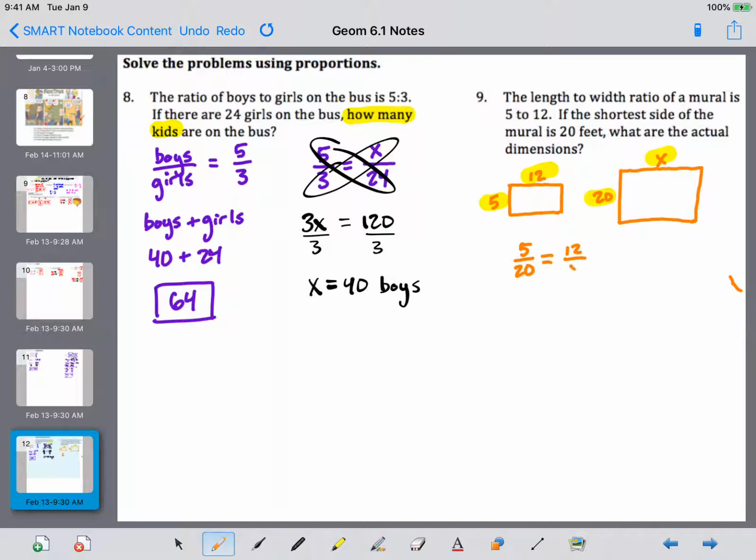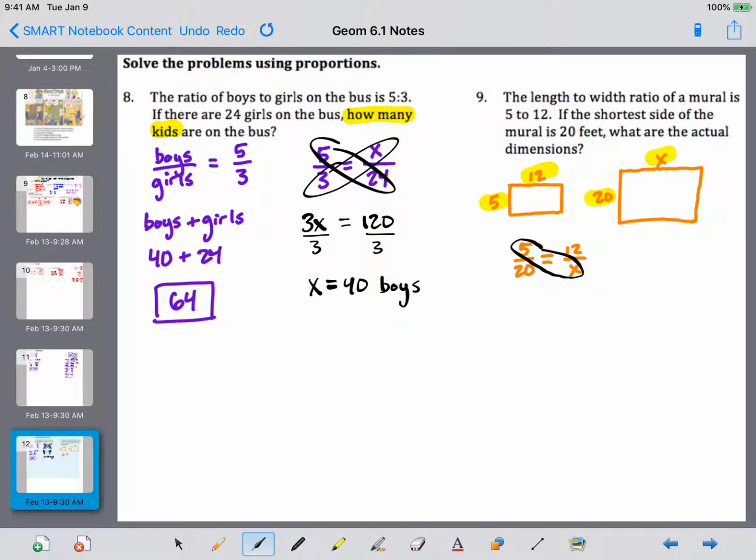All right. So if we do that, notice we set up our proportion here, 5 over 20 is equal to 12 over x. And there's a few ways you could set this up. This isn't the only way, but that's how I see it.